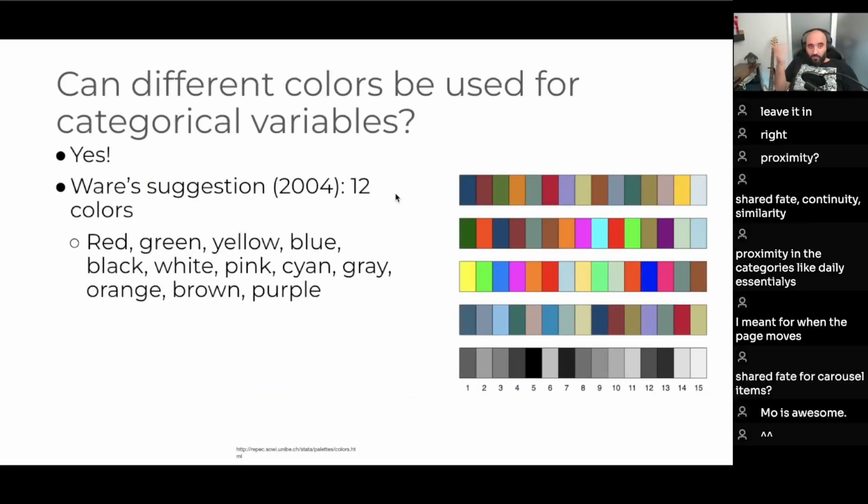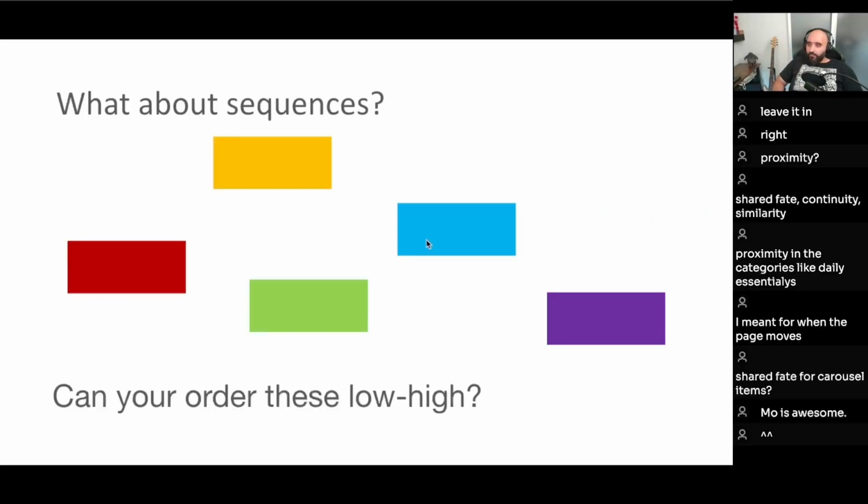Now we're going back to the vocabulary that we learned about visualizations. Can different colors be used for categorical variables? Yes. There is some suggestion of 12: red, green, yellow, blue, black, white, pink, cyan, gray, orange, brown, and purple. And you can differentiate these. But sequences are more difficult. Can you order these from low to high? And this is hue. Probably not.